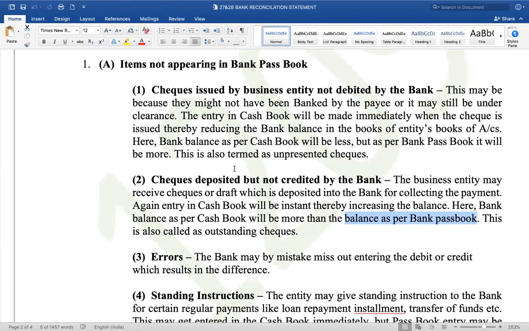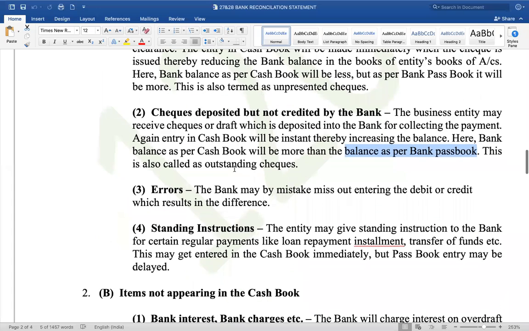What are the reasons for passbook and cash book not to agree? This is a 10 marks question for the Osmania University exam. And this is also an interview question. There may be some interview questions in this.